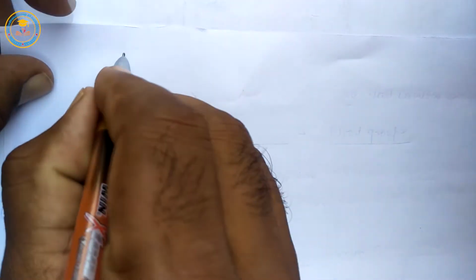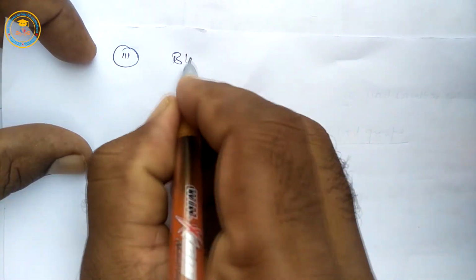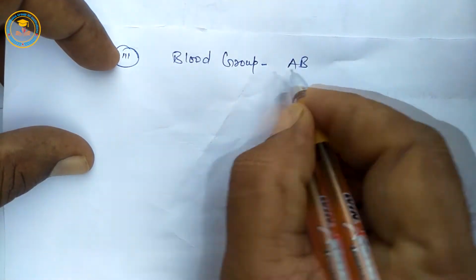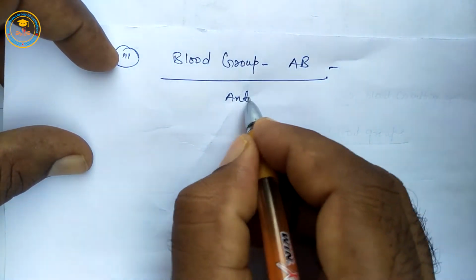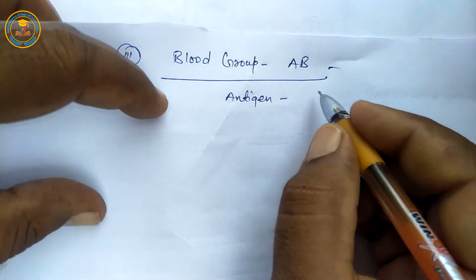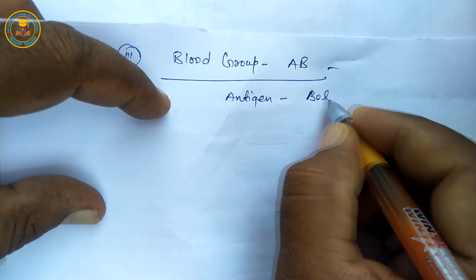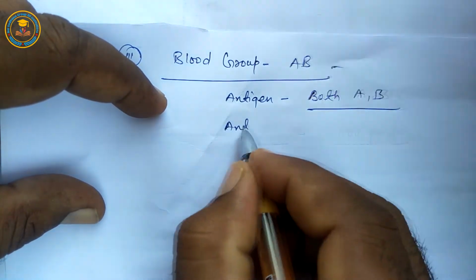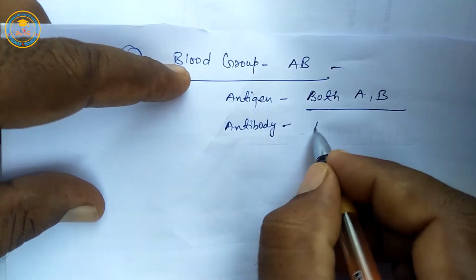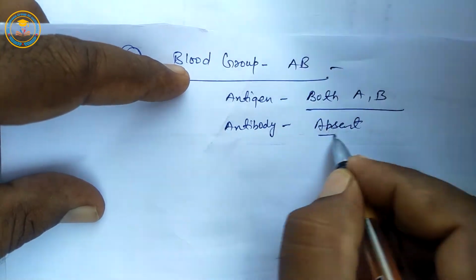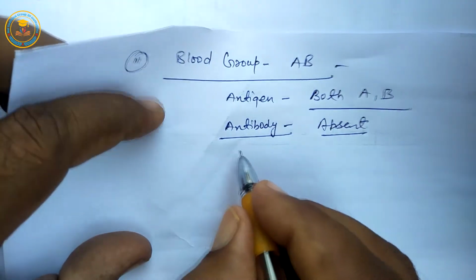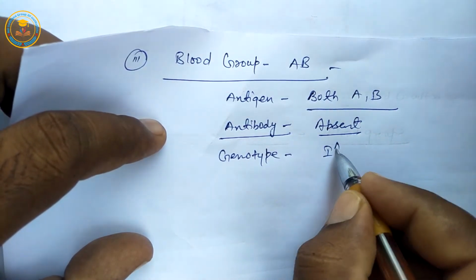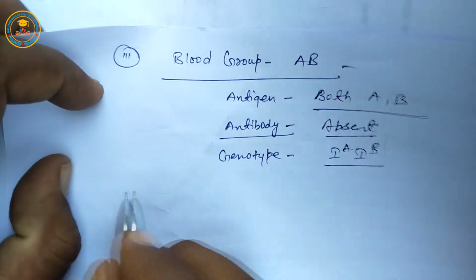Third is blood group AB. The antigens in blood group AB are both A and B. Next, antibody is absent, it means both A and B are absent. Next, the genotype is IA IB.